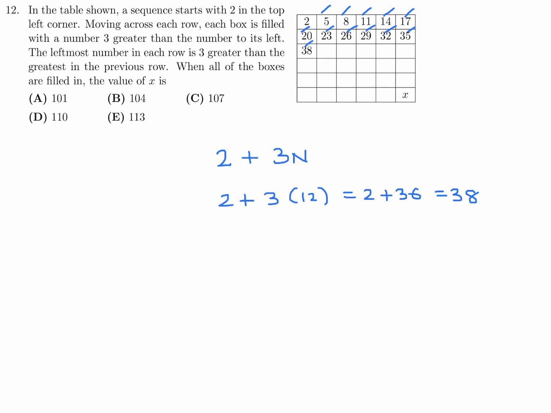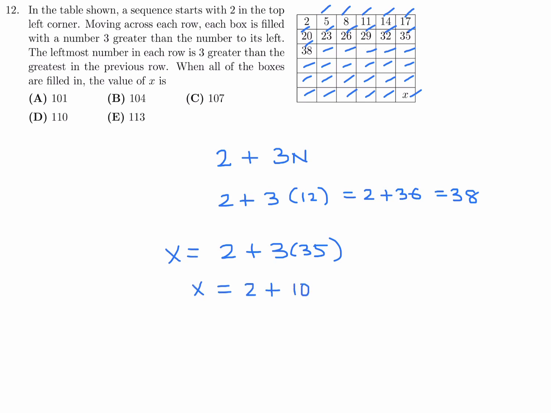So just keep going. 13, 14, 15, and so on, up to 35. 35 is what I have to put for n to get x. So 2 plus 3 times 35, and that's what x will be. So this is going to be 2 plus 105, and that is 107. So number 12, the answer is C.